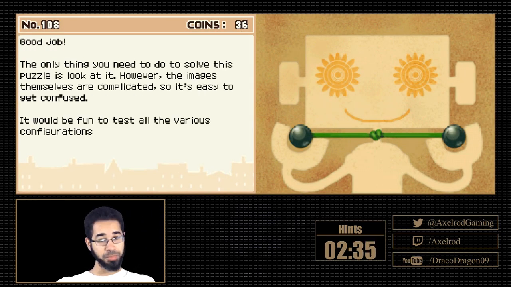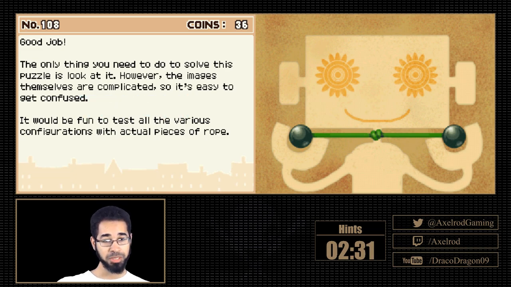Good job. The only thing you need to do to solve this puzzle is look at it. However, the images themselves are complicated, so it's easy to get confused. It would be fun to test all the various configurations with actual pieces of rope.